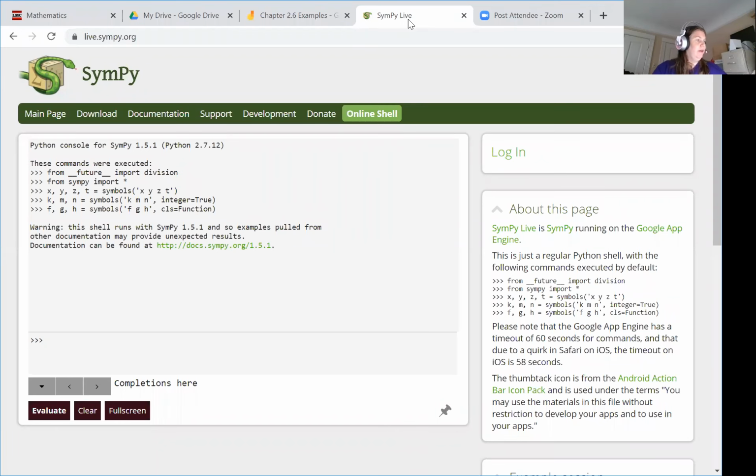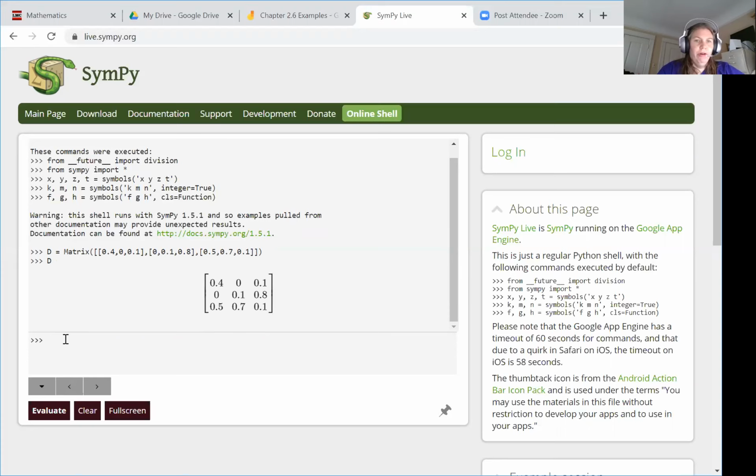Okay, I'm going to start by entering matrix D. Second row of matrix D is 0.1, 0.8. And third row of matrix D is 0.5, 0.7, and 0.1. We can type D enter just to check and verify. That's a match for our matrix.